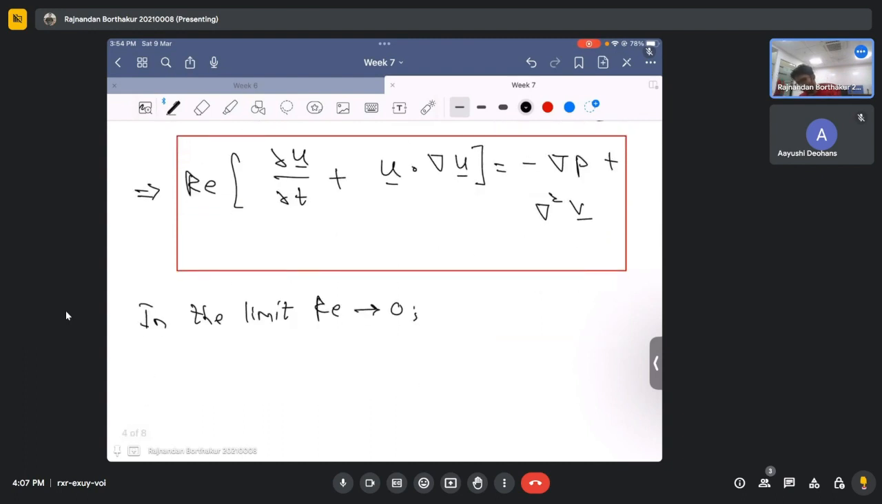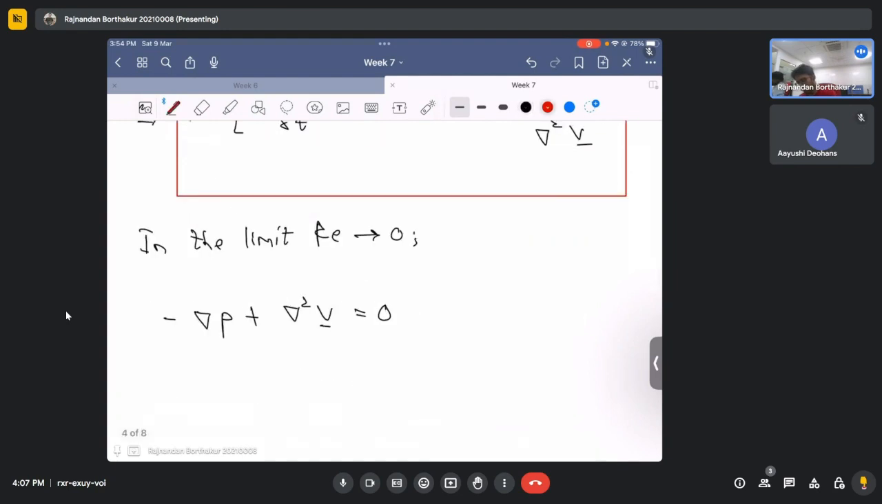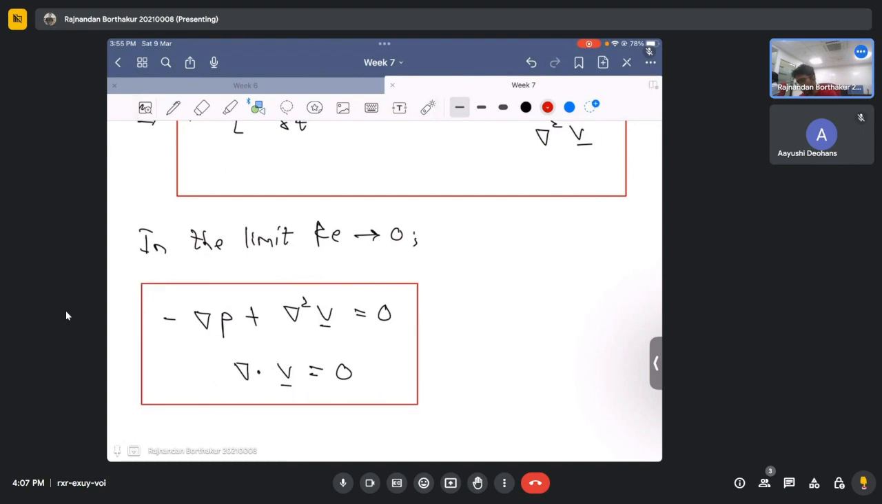So if the Reynolds number tends to 0, this term will cease to 0, which means I just have minus gradient of P plus del square V equals 0. Along with the fact that divergence of velocity field is equal to 0, which is basically the continuity equation. These two equations are known as creeping flow equations, or sometimes also known as the Stokes flow equation.